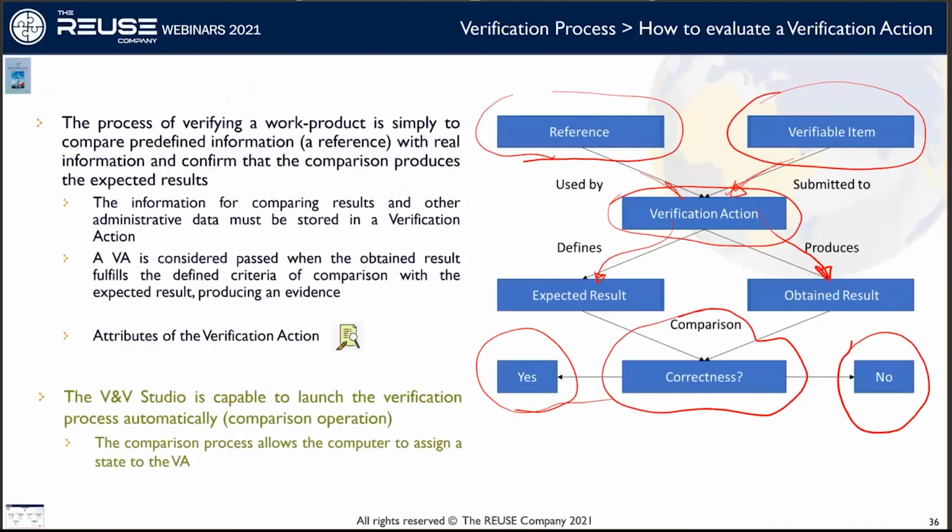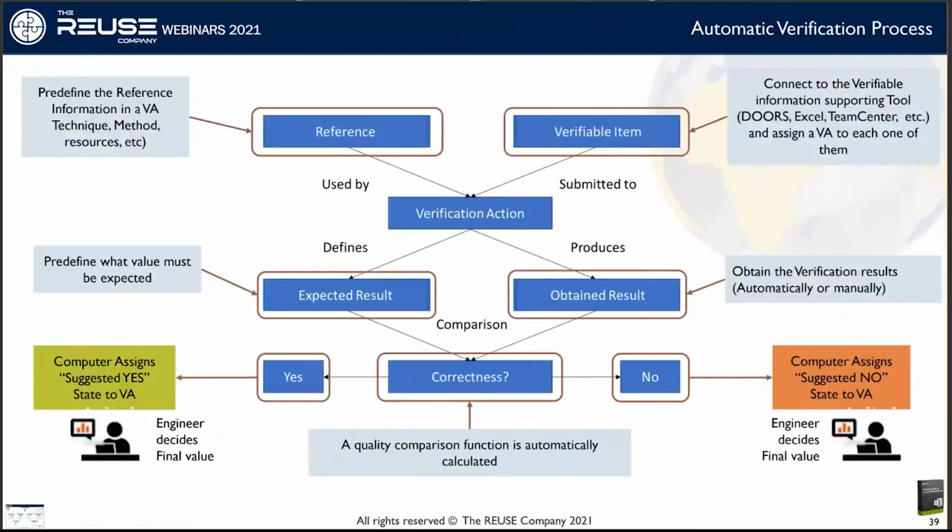Okay? So the VMV Studio is capable of running this comparison automatically, and the computer tool can then tell you the yes or the no. The issue is that we don't think a computer should be able to decide by itself if the verification action was verified, just because a comparison is done. So what we do is suggest the yes or the no. The computer tool suggests a yes if the comparison is correct, or a no if not. It's a suggestion. And then humans must go there and say yes or no. So this is a little bit what I described: you see a suggested yes, and then the engineer decides, or a suggested no, and then the engineer decides.